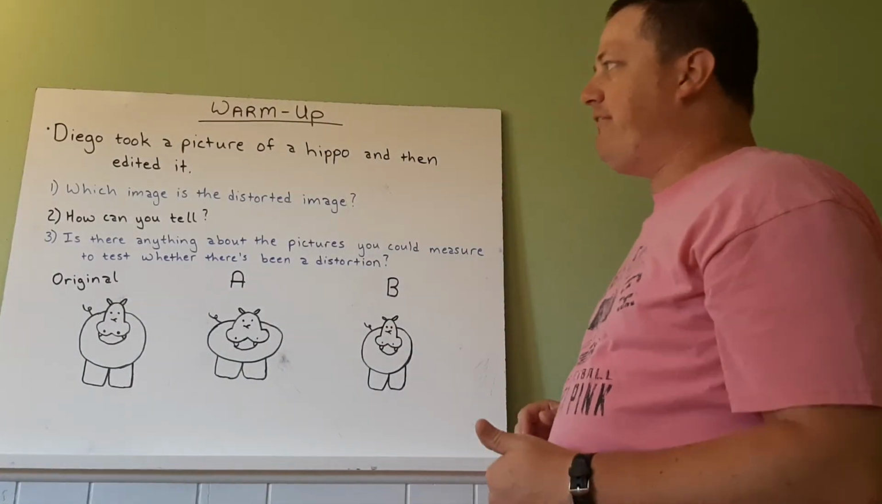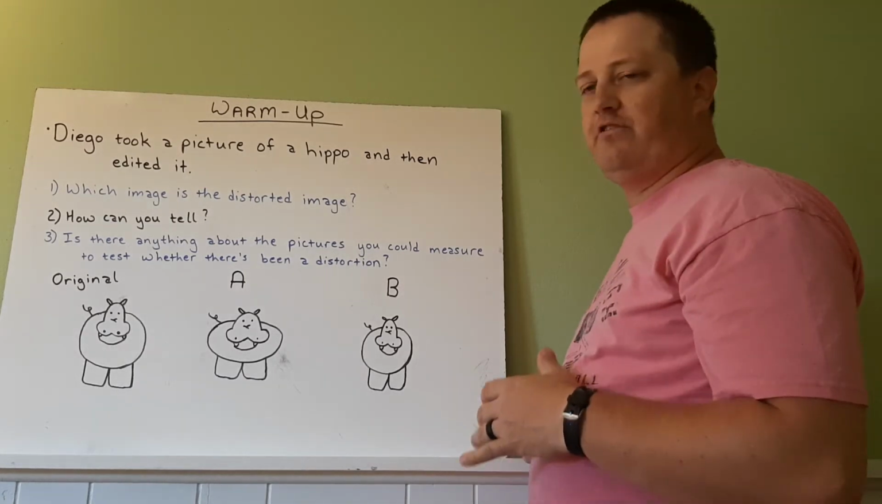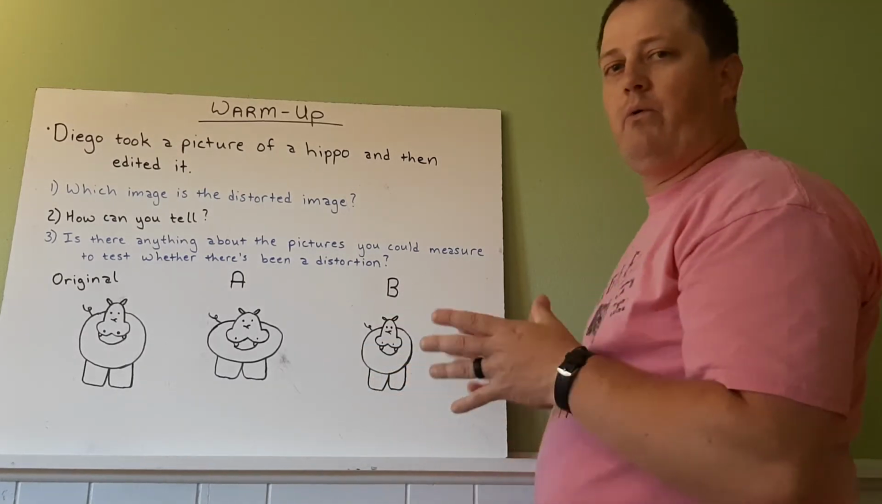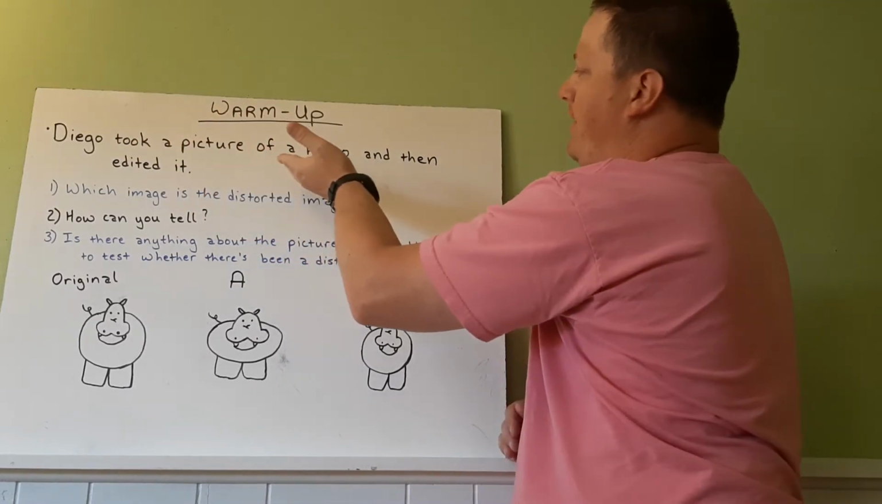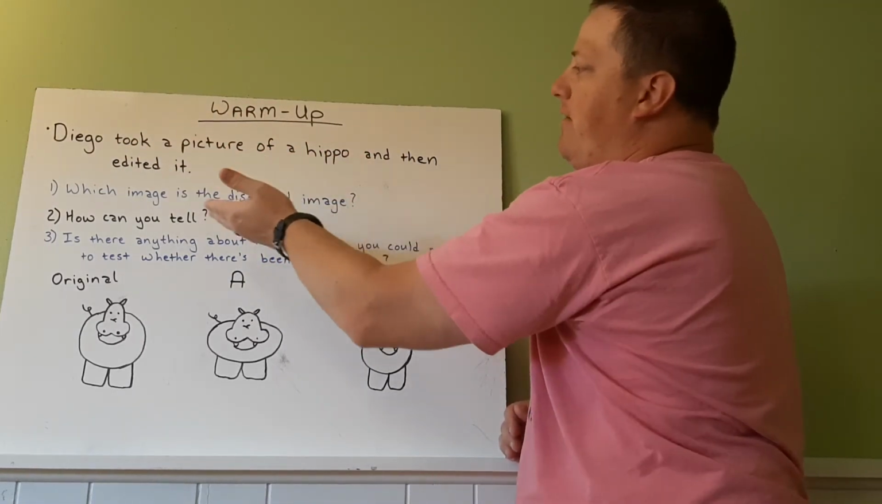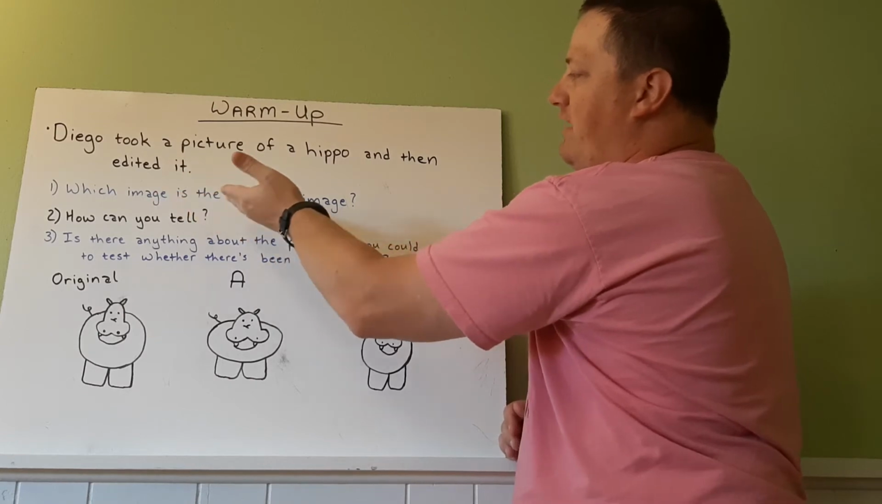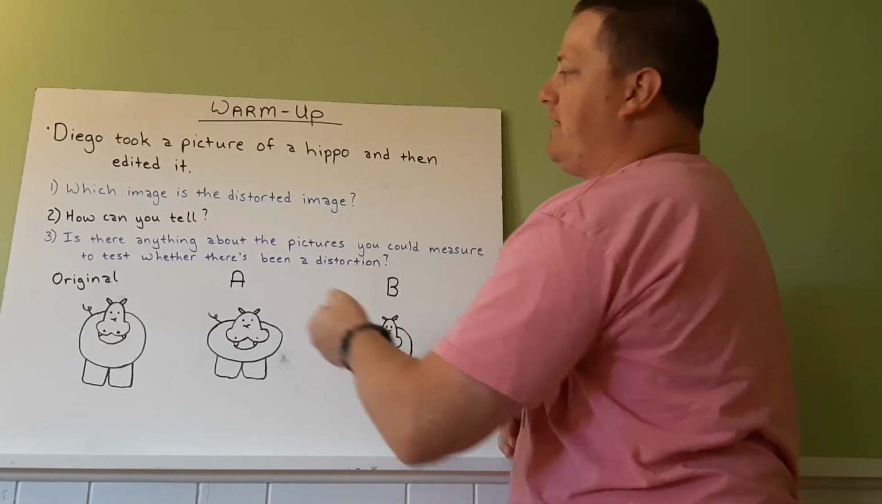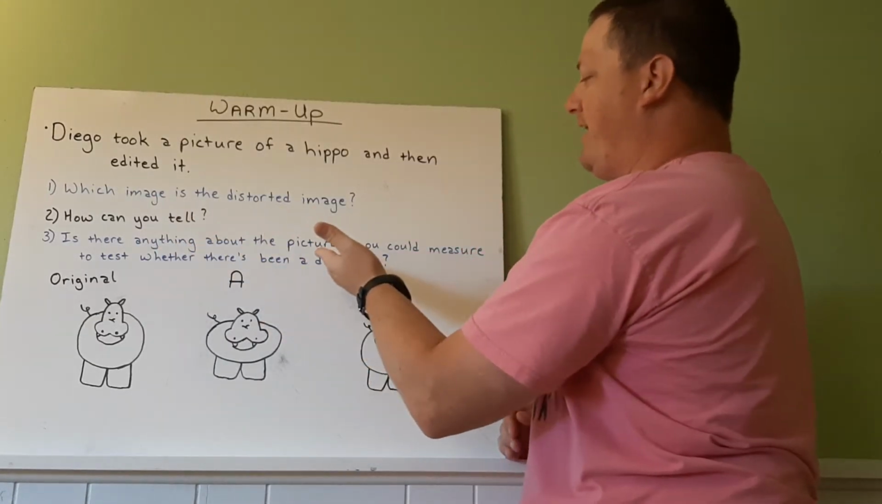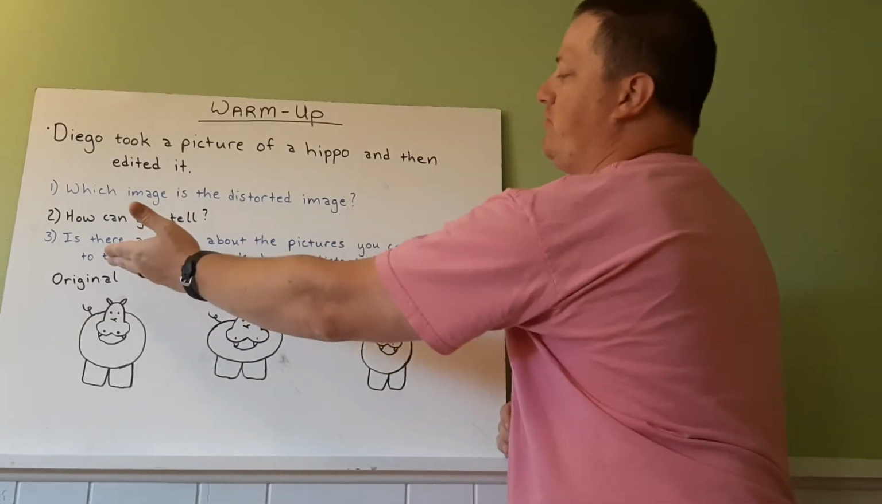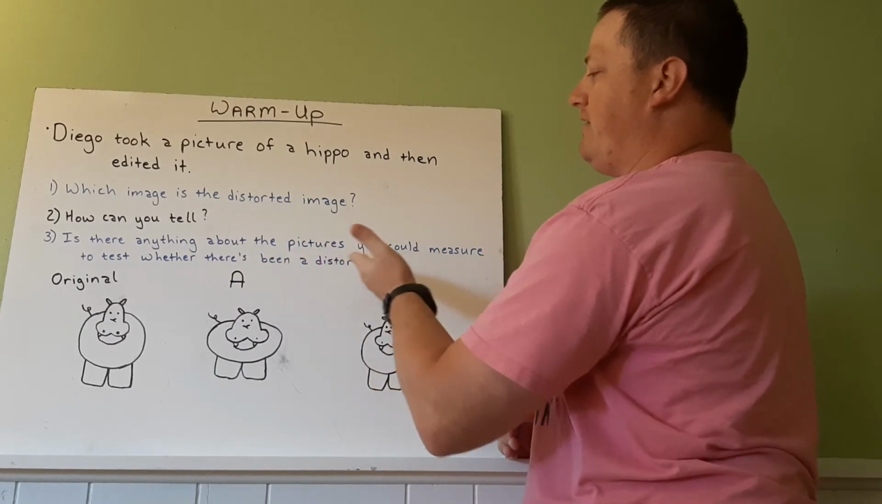All right, with scale factor, sometimes we can get images that are distorted. So we want to take a look at this. So Diego took a picture of a hippo and then edited it. Which image is the distorted image? How can you tell? Is there anything about the pictures you could measure to test whether there's been a distortion?